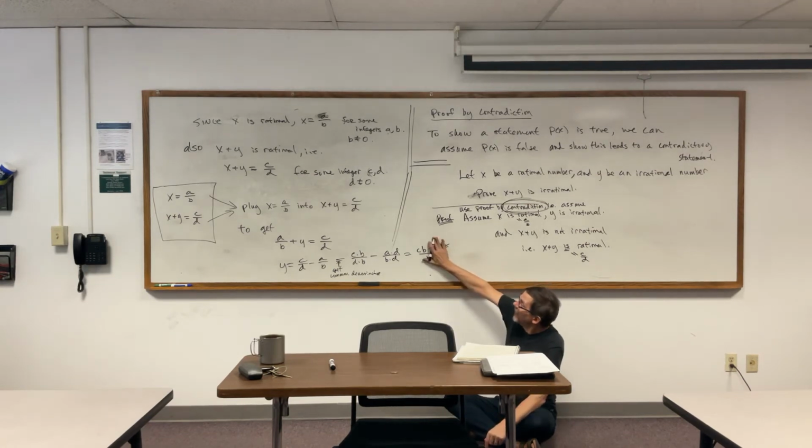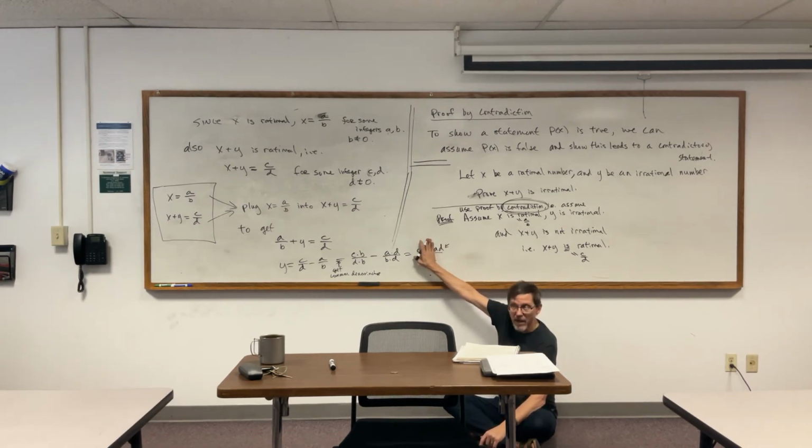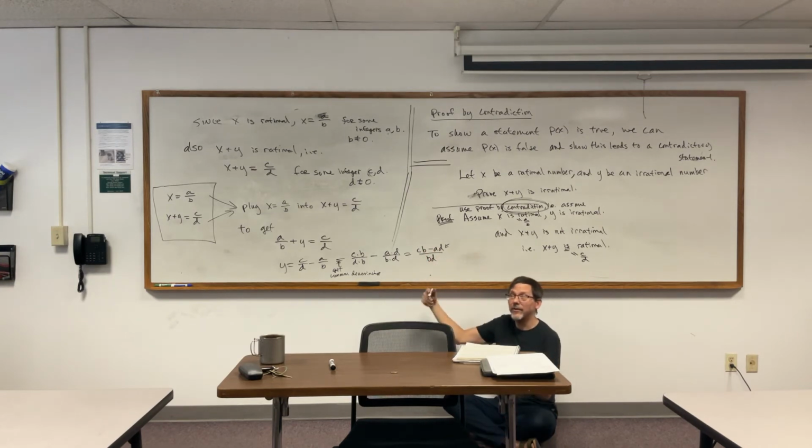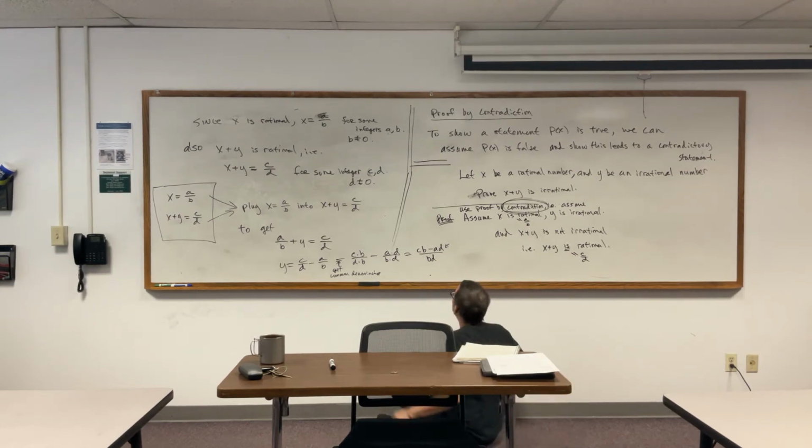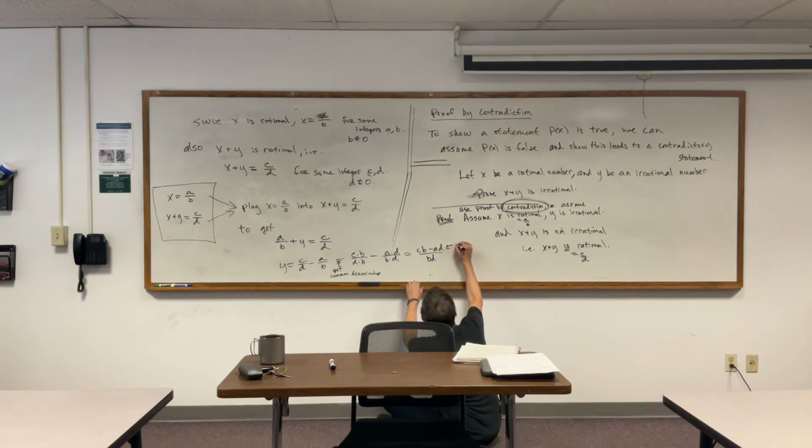Let's start off. C and B are each integers. So is C times B an integer? Yes, and we just said that, right? Because integers are closed under multiplication. That's in everybody's proof. A times D, is that an integer? Yes, because A and D are both integers. So the difference of two integers is still an integer, yeah? So the integers are closed under multiplication and subtraction. So this top is an integer, and this bottom is an integer.